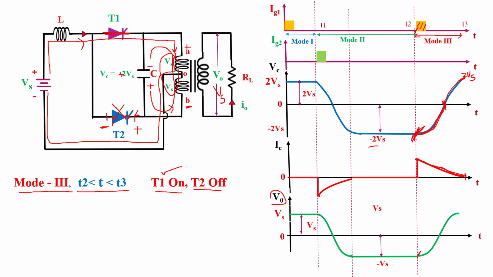So at this time instant, the output voltage across the load is minus Vs, and when the capacitor voltage is 2 Vs, the output voltage is plus Vs. So the same waveform is followed by the output voltage, and the output voltage becomes positive, equal to the supply voltage Vs. So in this way we draw the waveform of the parallel inverter, and this is the whole description of the parallel inverter circuit. So hope you like the video.